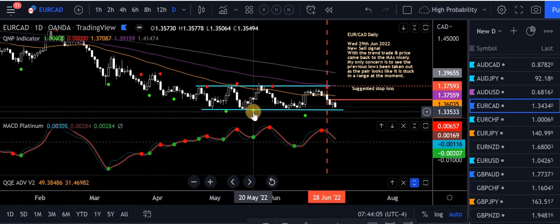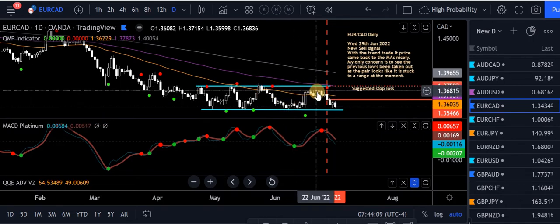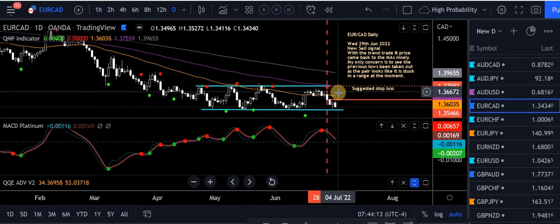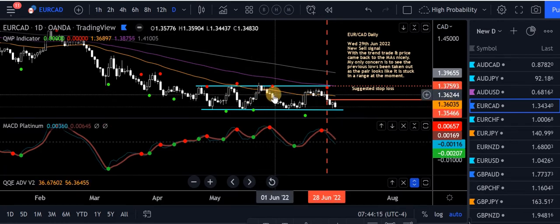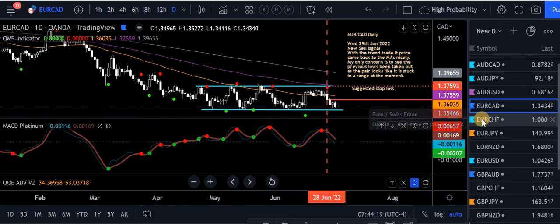It's pretty range bound, as you can see. You can see the channel there between the highs and lows. And it's been a bit messy. Look at all these dots. It's a tough pair to trade at times, but when it gets going, it gets going. So it's good. So Euro CAD, no action as yet.